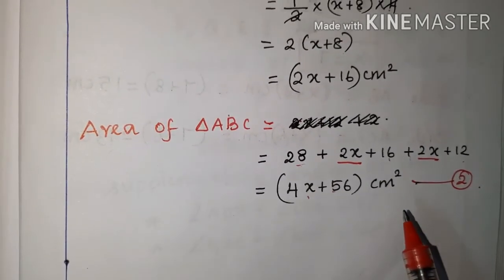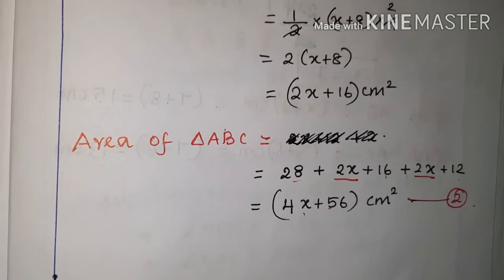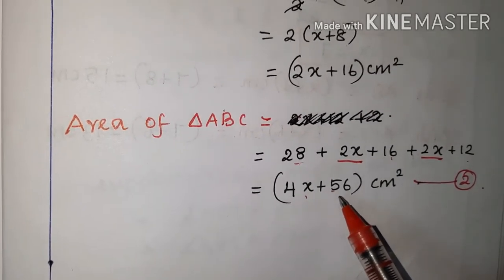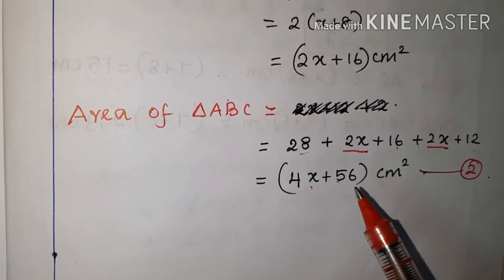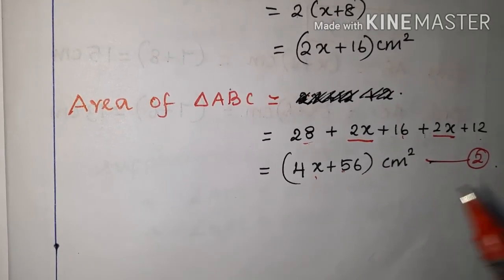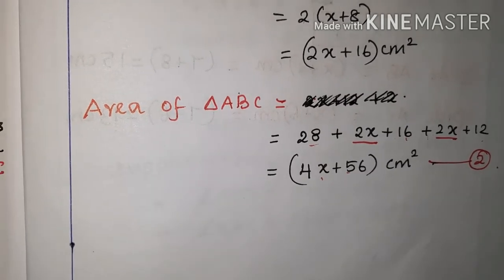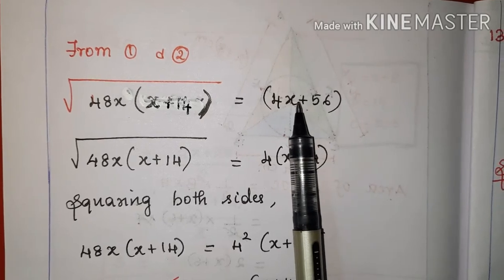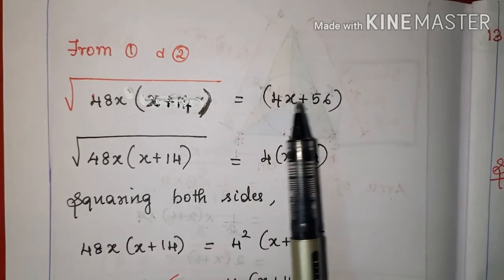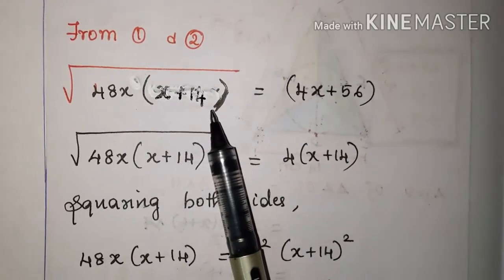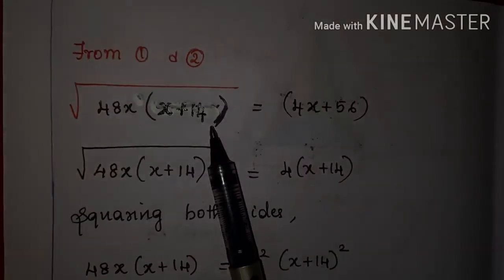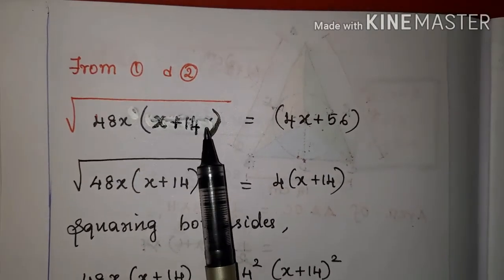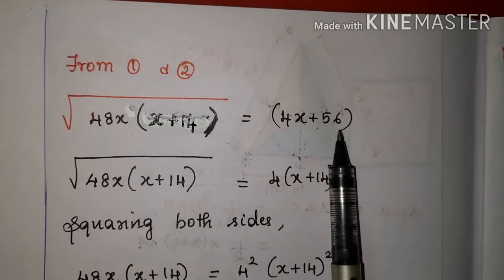So just now we got using a Heron's formula one area value, and now using the half into base into height formula, you have found another area of triangle. So anyway, both the areas will be the same. Got it? So mark it as equation 2. So from 1 and 2, both the areas are equal in value. Okay, we don't know what is the area value, but anyhow, whatever formula you use, the areas of the same triangle will be equal. So what is the first equation? Root of 48x into x plus 14 equal to 4x plus 56.